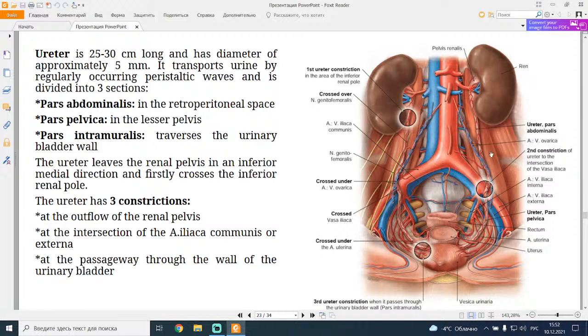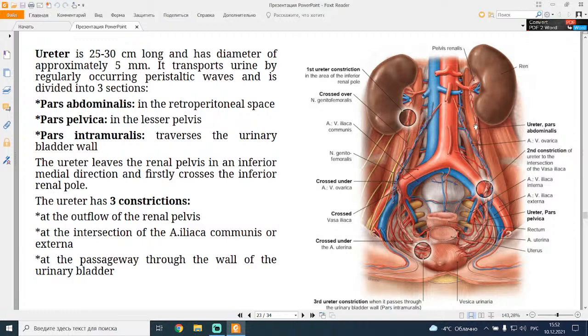Pars abdominalis is in the retroperitoneal space. Pars pelvica is located in the lesser pelvis, and pars intramuralis traverses the urinary bladder wall. The urethra leaves the renal pelvis in an inferior medial direction and firstly crosses the inferior renal pole.